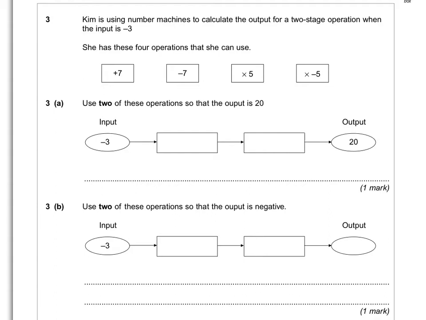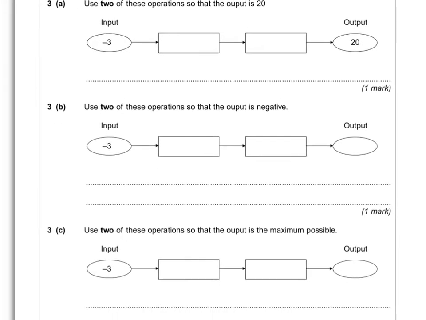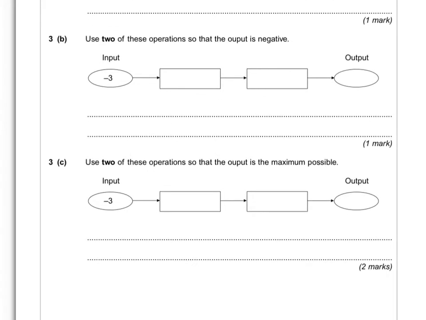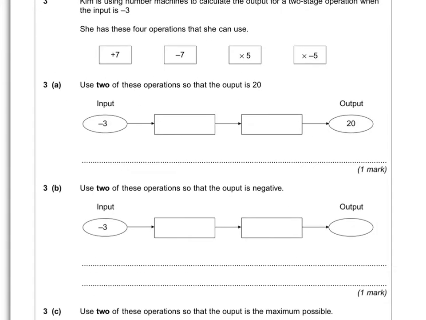So the first part of the question is putting in negative 3 and getting out 20, and we've got to work out the two operations that we can do. B is putting in negative 3 and getting a negative out, so that's our understanding of how numbers change when adding or subtracting by a negative. And then part C is about getting the maximum possible answer. So we'll look at each of those in turn.